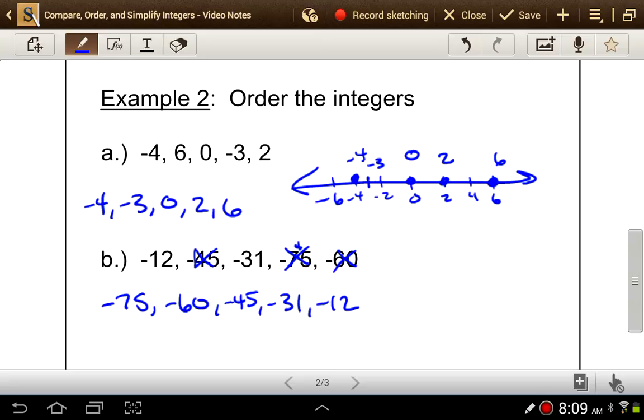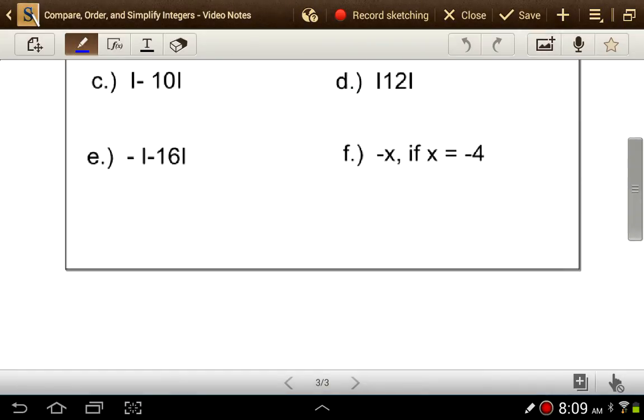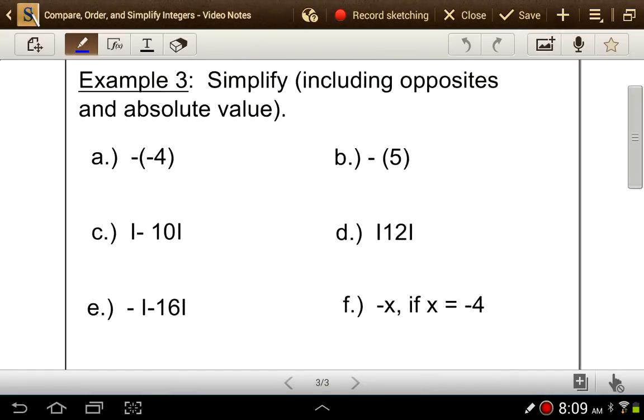Otherwise, I'm moving on. In our last example, example 3, we're going to talk about simplifying. This includes opposites and absolute value. Opposites is going to be your negative sign. So that negative sign stands for opposite. If I have a negative 4, this means I want the opposite of negative 4. The opposite of negative 4 is the other distance away. Negative 4 would be going to the left 4 spots, so the opposite would be going to the right. So your answer here is positive. You have two negatives right there, a minus, a negative, that turns out to be a positive 4. It's the opposite of negative 4.